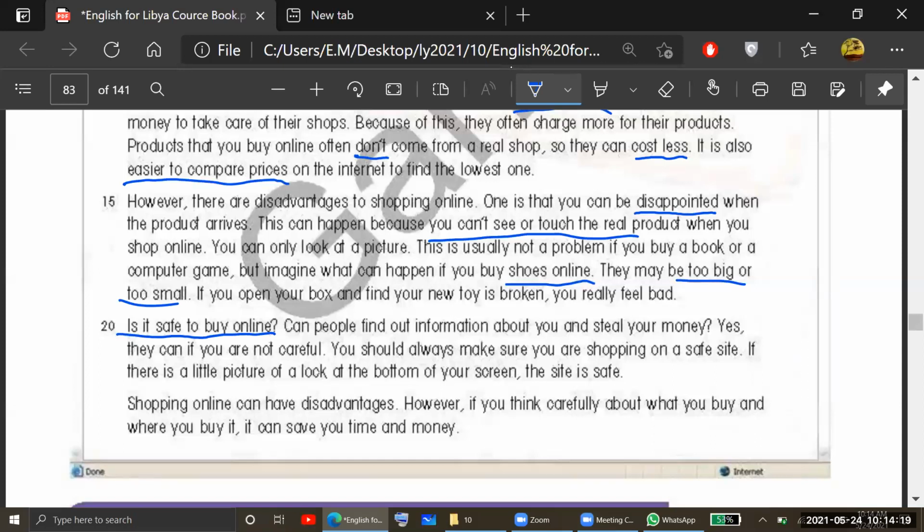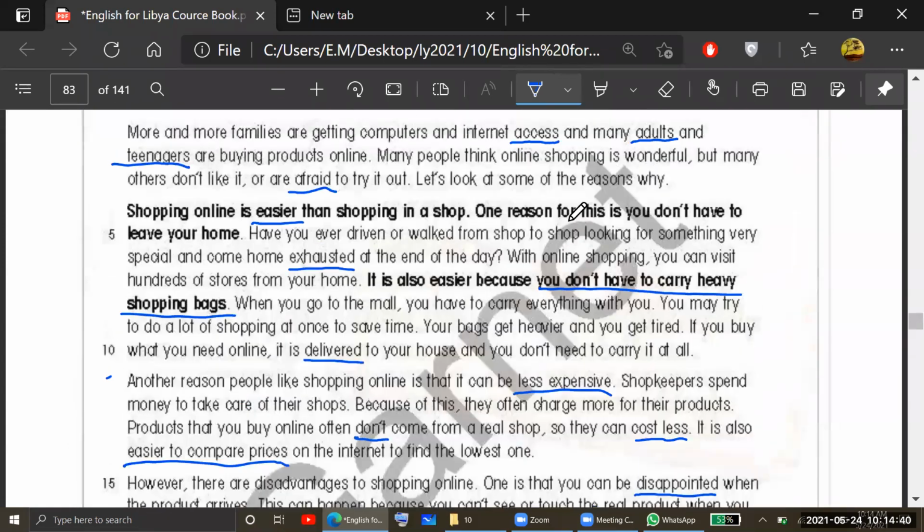Okay, let's hear your ideas. Tell me now, what do you think? Which one is better, online shopping or real shopping, or shopping in the real world? Yes, give me your ideas. You can send the answer to the chat. Which one do you prefer, online shopping or shopping in the real world, and why?